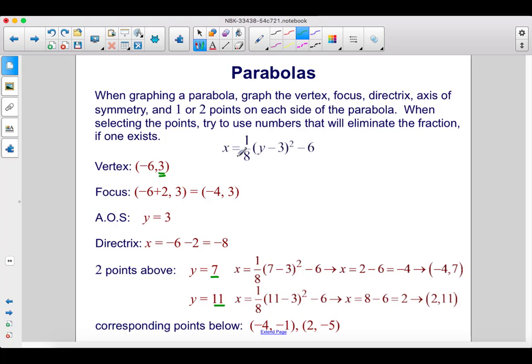If we plug in those y values here, we can figure out the x values, which will give us 2 more points on the graph. We can do the same thing for points below. So we subtract 4 from this and we'll get a y value of -1. If we subtract 4 more, we get a y value of -5. If we plug those y values into this equation, we get the x values and therefore 2 more points on the parabola.